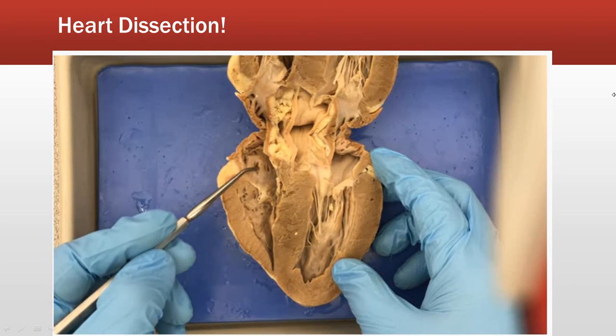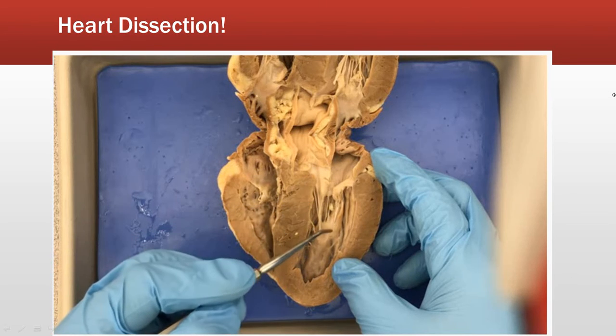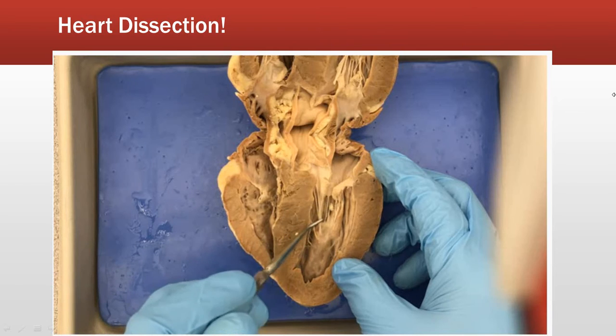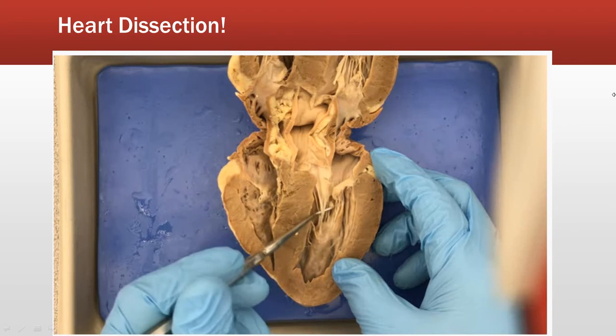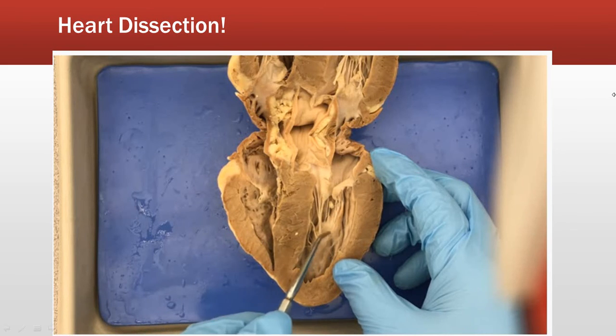This is the right atrium, right ventricle, left atrium, left ventricle. These atrioventricular valves are also attached to chordae tendineae, which are then attached to papillary muscles. So here's a papillary muscle here.